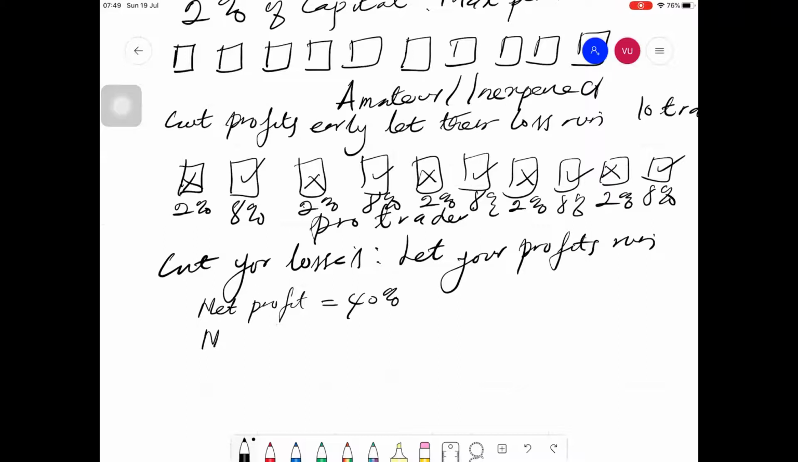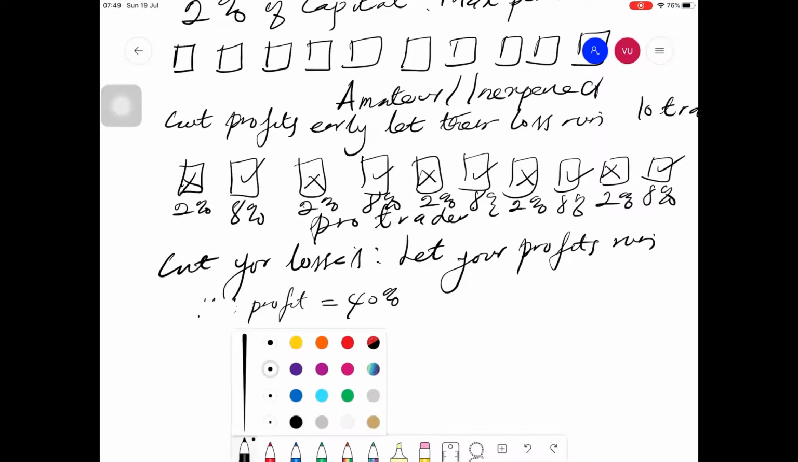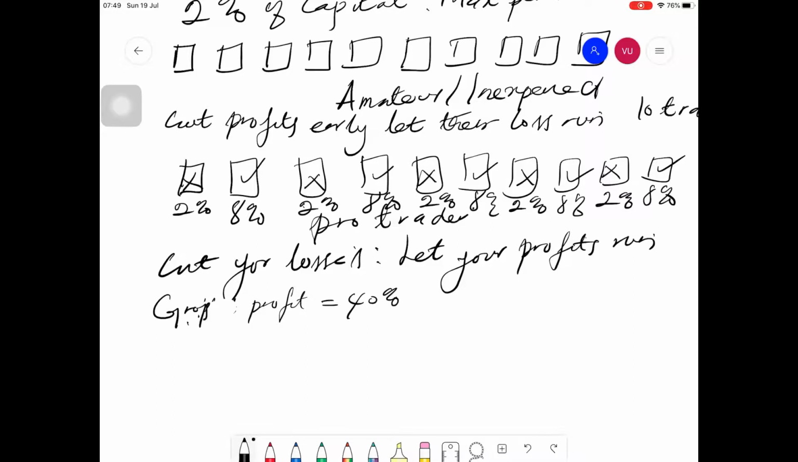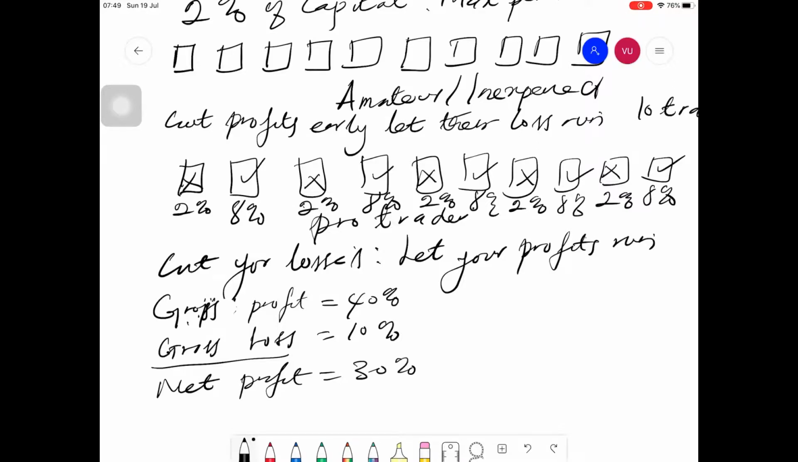That is gross. So this gross profit, gross loss is equal to 2 times 5, which is 10%. So you can now have a net profit of 30%. And with such a trader, your equity curve might come down a bit, go up, come down a bit, go up, like that.